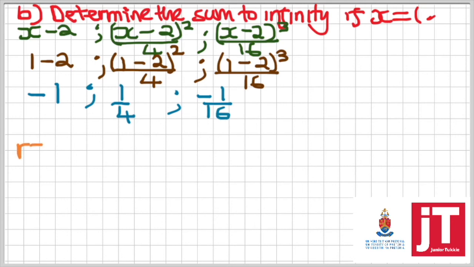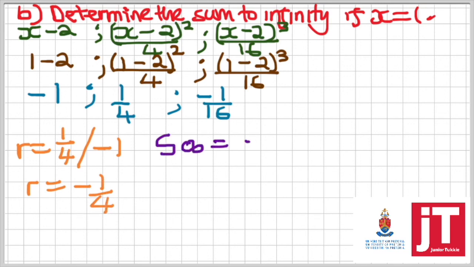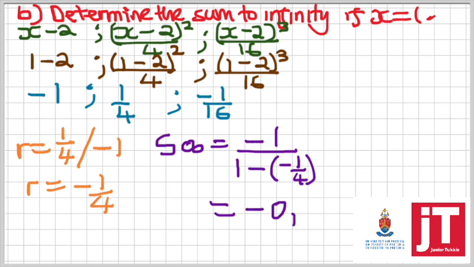From there on, we need to find our common ratio. We're going to say 1/4 over -1, implying that our R is -1/4. After getting our R value, we're going to say sum to infinity is equal to -1 over 1 minus (-1/4). Important. Therefore, we simplify that, we get our sum to infinity being equal to -0.8.